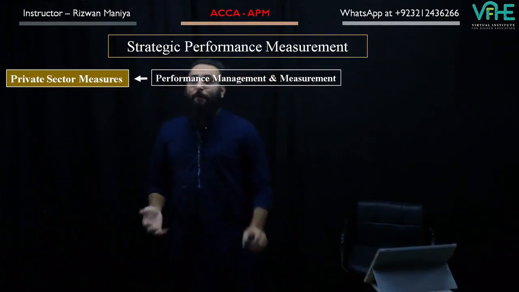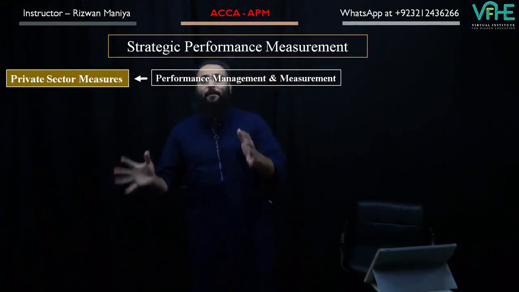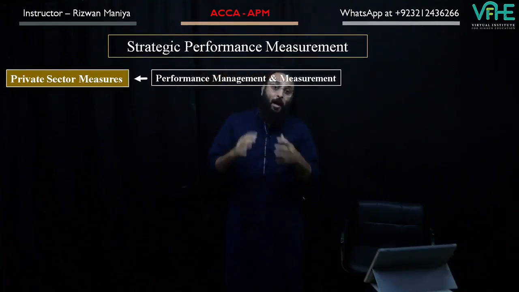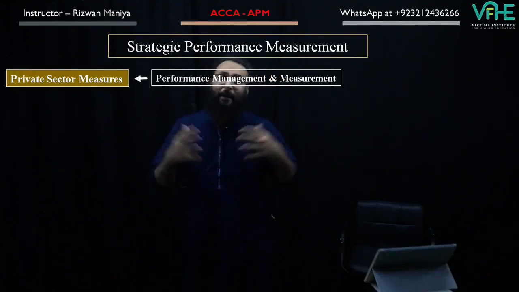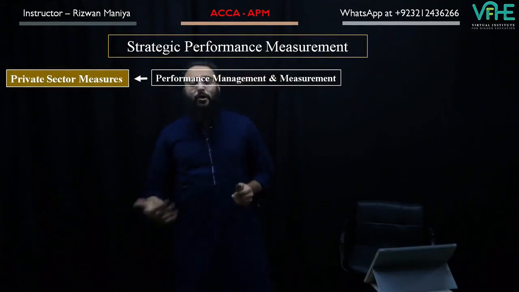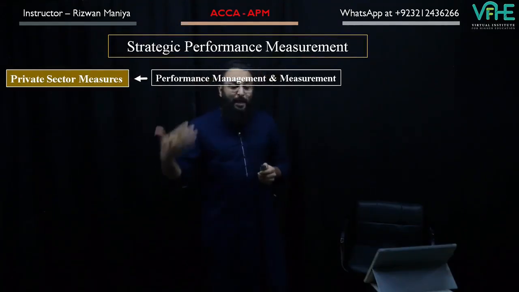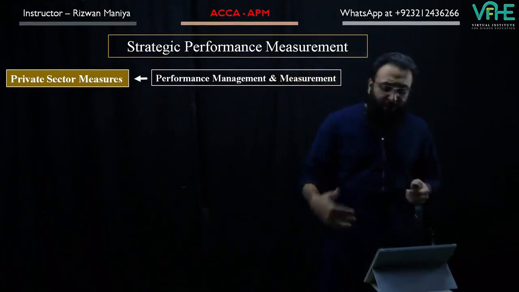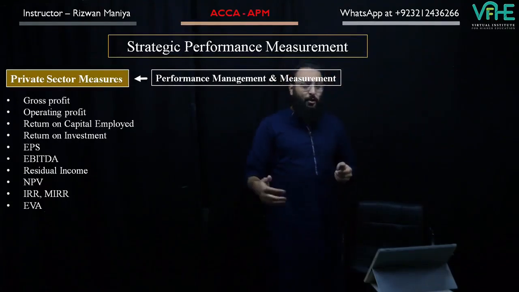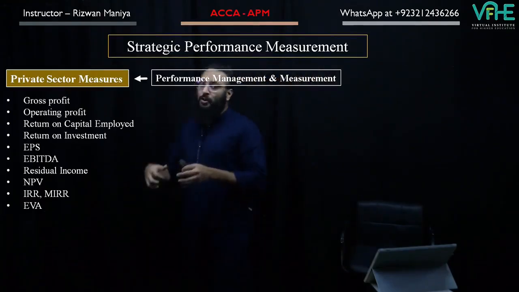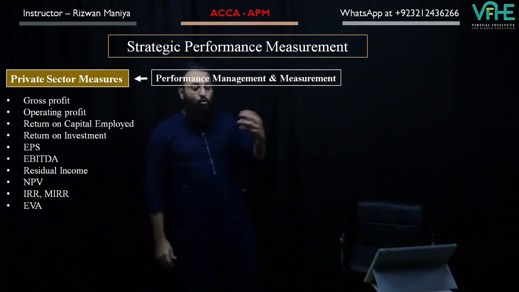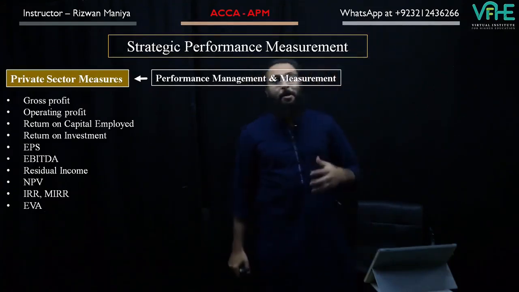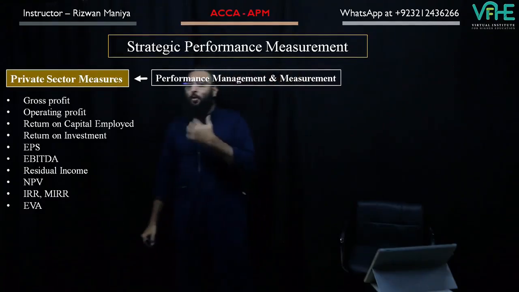We have talked about assessing the performance of the organization. We must have KPIs in place. Now I'm discussing those KPIs in a detailed way. First is the financial aspect of that KPI. So we have to measure the performance of a private sector organization through the measures which are more financial ones, like gross profit margin, operating profit margin, ROS, ROI, EPS, EBITDA, earnings before interest, tax, depreciation and amortization.